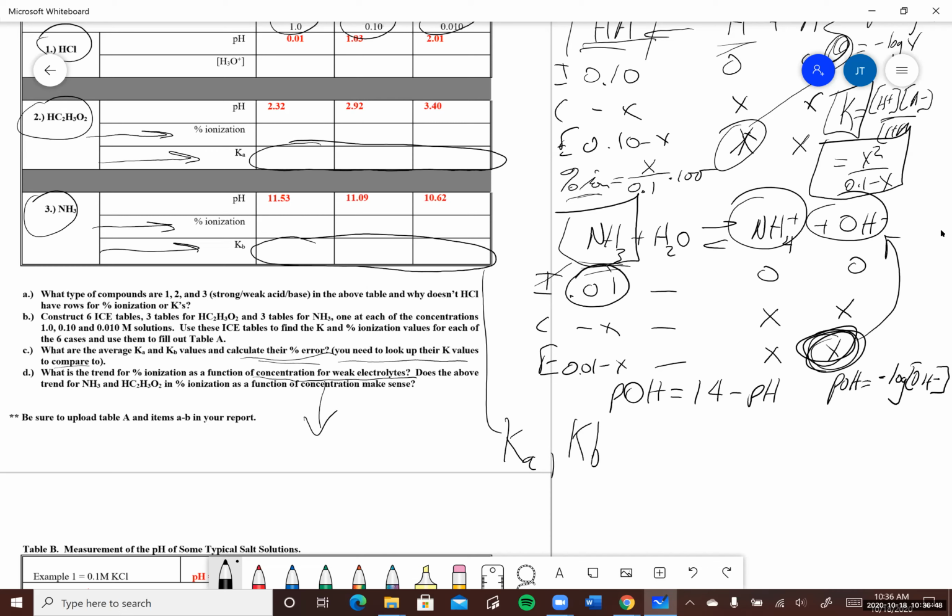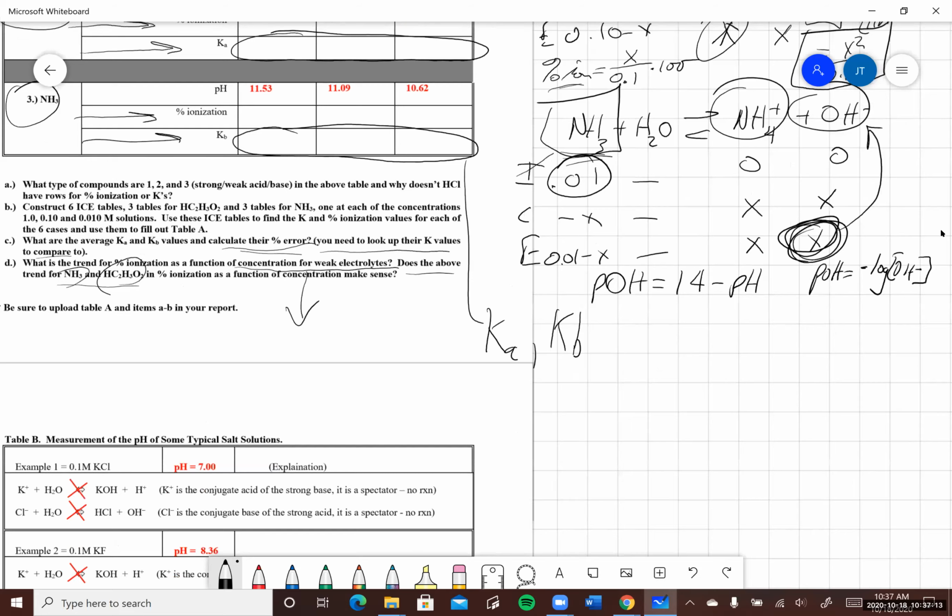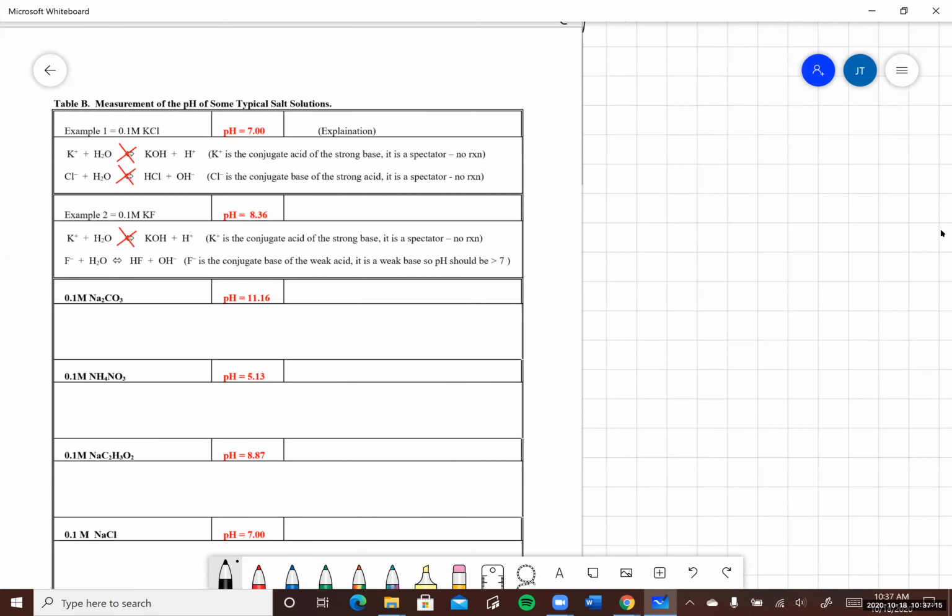And then it says, does the above trend make sense for your weak base and your weak acid? And so you're going to explain that. And if you did the calculations correctly, it should make sense and you should find that trend. And so that's that part. And you're going to upload all that.